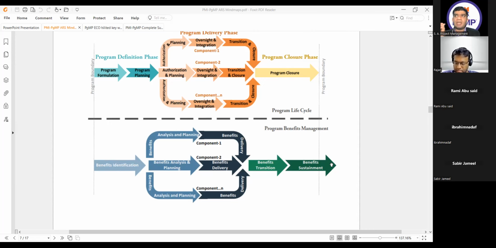So the only thing in the whole PGMP that is linked to your program but can be continued even after the program has been closed is benefit sustainment.